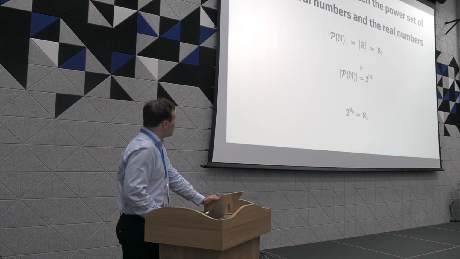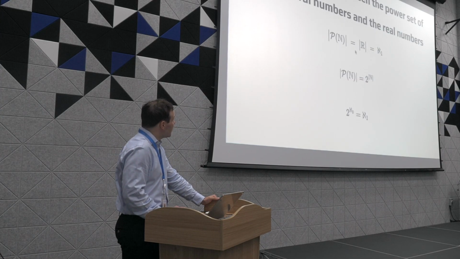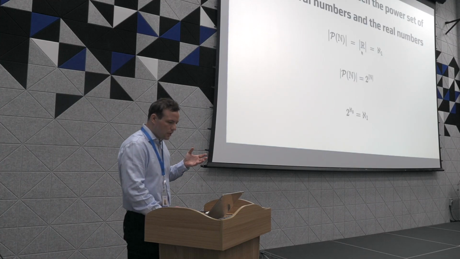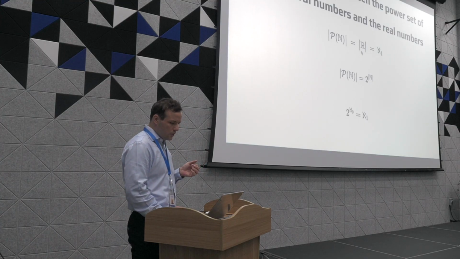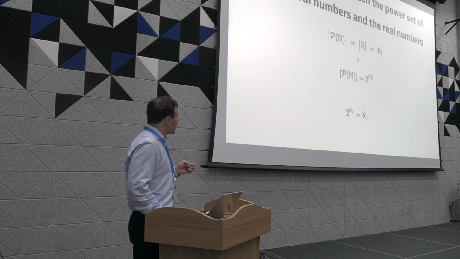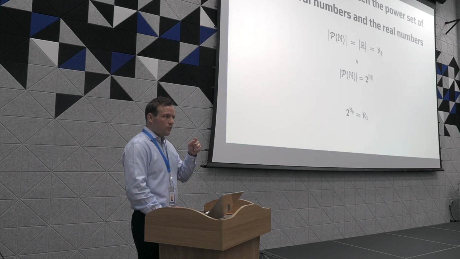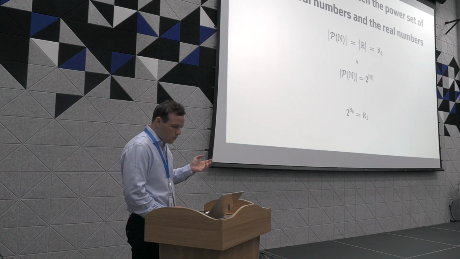And it turns out that this set here is the same size as the reals. So there is a bijection between the power set of the natural numbers and the real numbers. If we think about the size of that power set in a different way, that's when we can find the relationship between ℵ0 and ℵ1.